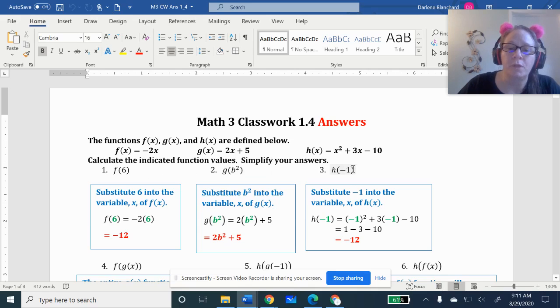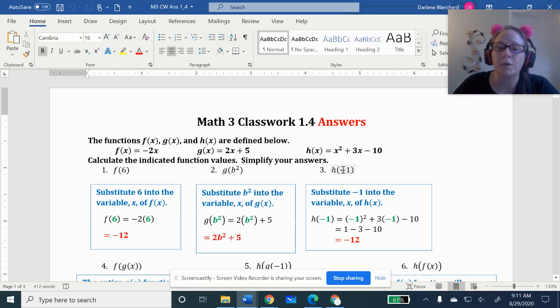With these first three problems, you are just plugging a number into the function where the x is located. So you can see with f of x equaling negative 2x, the negative 2x becomes negative 2 times the 6 that is in there. And then for number 2, you're taking the g function and substituting b squared into the x, so it becomes 2b squared plus 5.